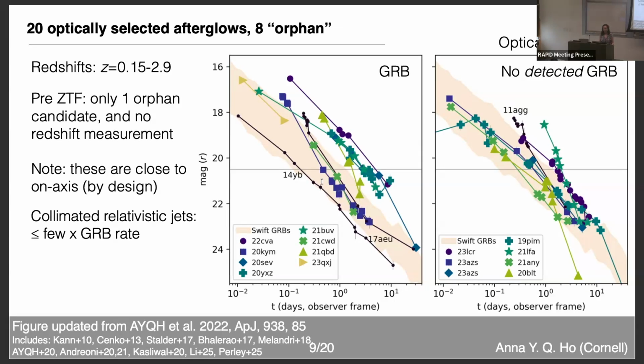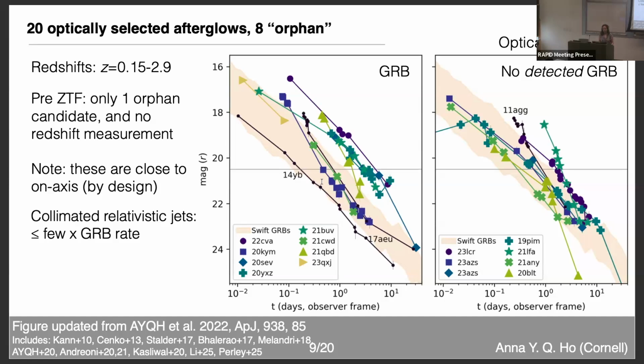These events span a wide range of redshifts, and this is a big development. So prior to this program with ZTF, there had been only one candidate orphan optical afterglow, and as I mentioned, there was no redshift measurement. I want to emphasize that these events are all going to be close to on-axis, and that's just by design. If you look for a fast transient, we can talk more about the off-axis ones later if you'd like.